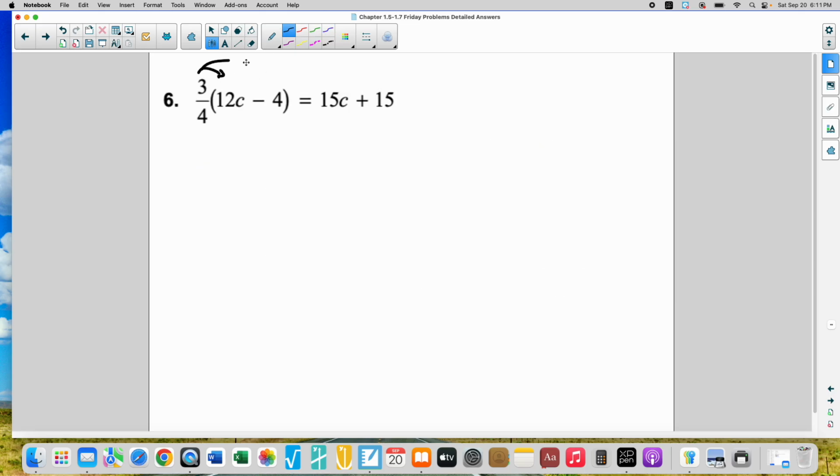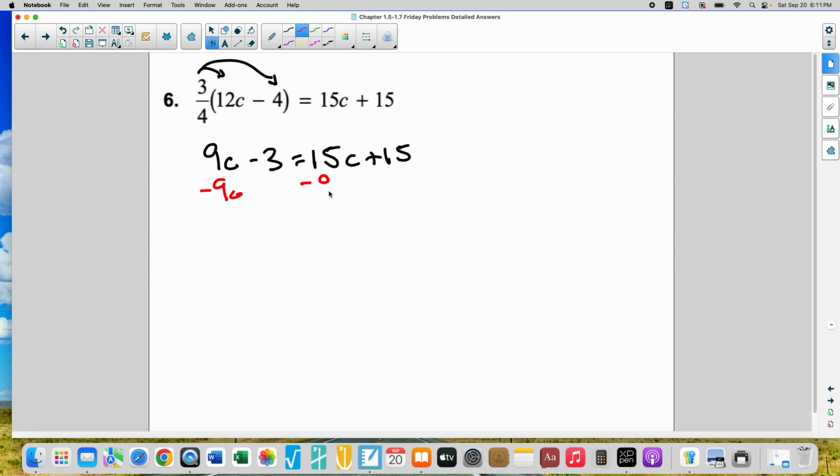Let's distribute. 3/4 times 12c. The 4 goes into 12 3 times, so that leaves you with 3 times 3c, or 9c. 3/4 times -4. The 4 and the 4 cancel, leaving you with -3. 15c plus 15. Variables on both sides.